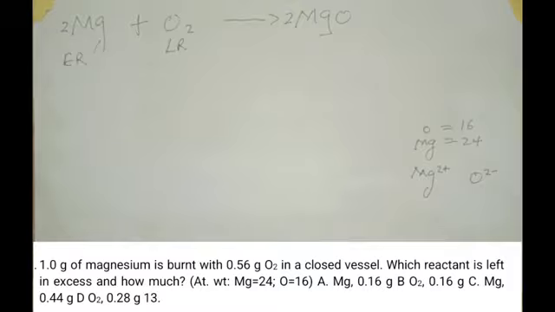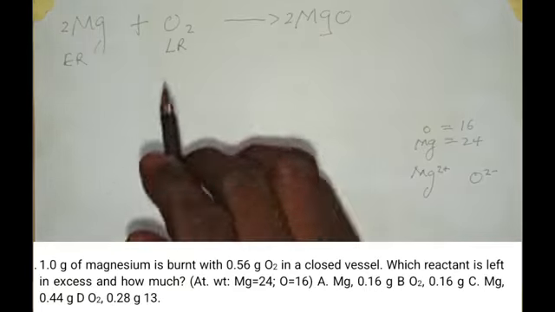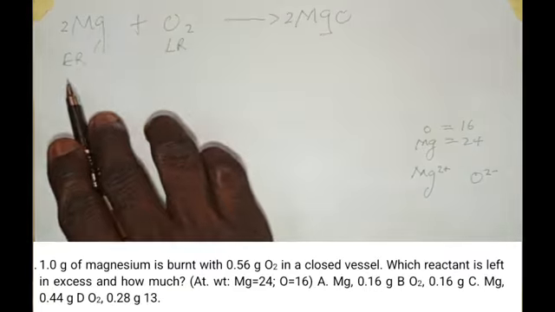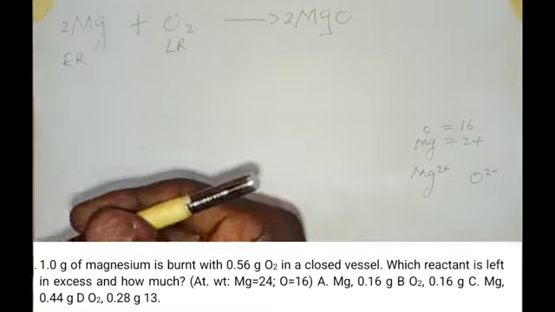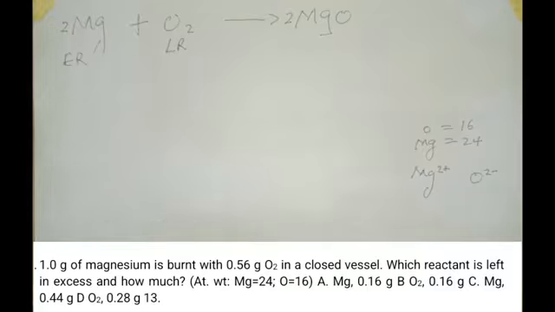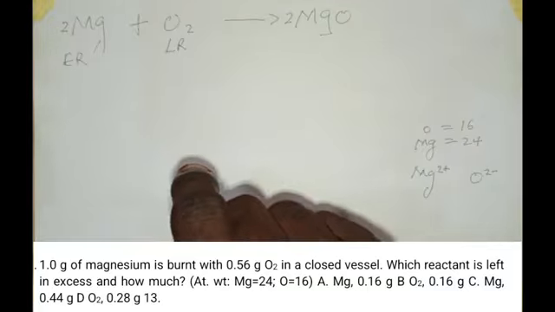The question says, which reagent is left in excess? So the answer is what? Magnesium. And by how much? So we need to know the amount of magnesium that remains after the reaction is complete. Don't forget what we've been doing. We are going to convert grams of limiting reagent to grams of excess reagent. That is going to tell us the exact amount of magnesium which participated in the reaction. Can we try that out?